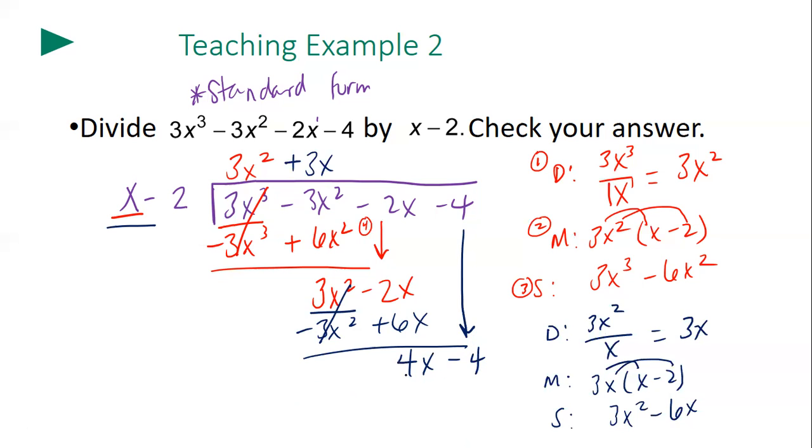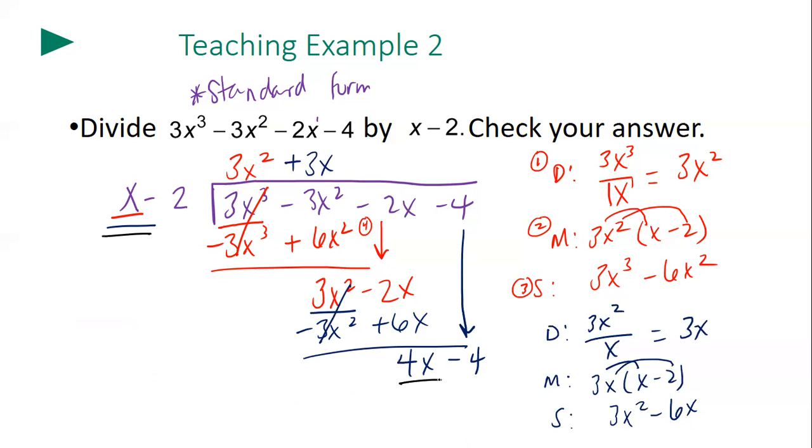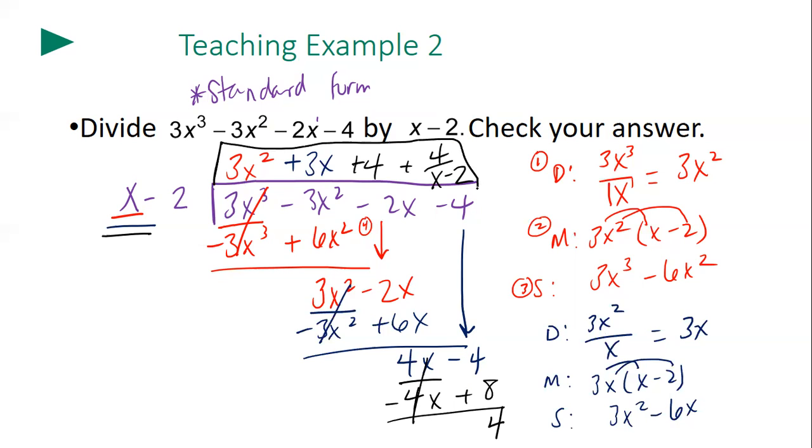So I have to do it one more time. So now I have x divided into 4x. Well, what's 4x divided by x? 4. And then I'm going to multiply. What is 4 times x minus 2? And I'm going to subtract, which just means I change the signs, and I'm left with 4. So that means my remainder is 4 out of x minus 2. And this is your quotient.